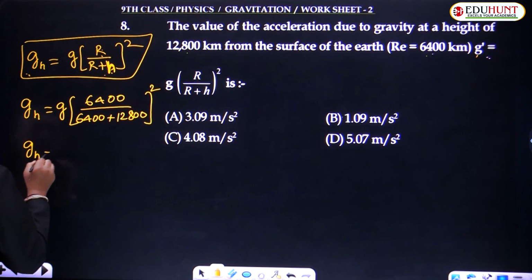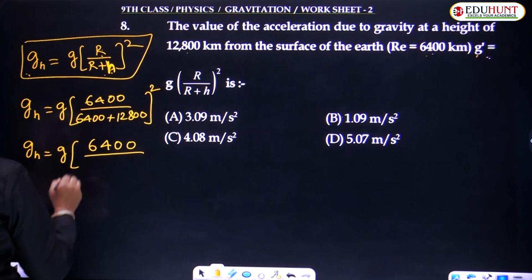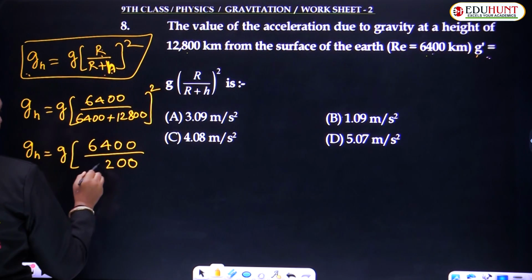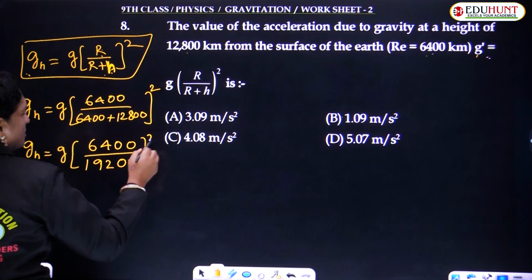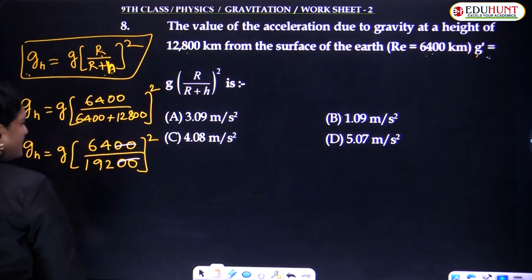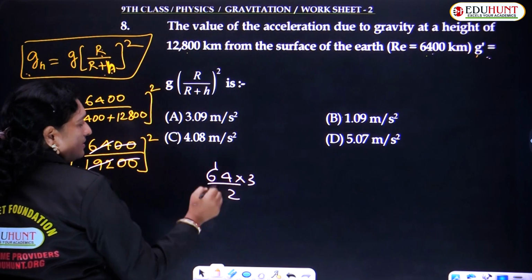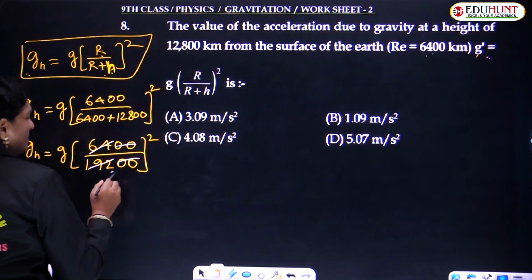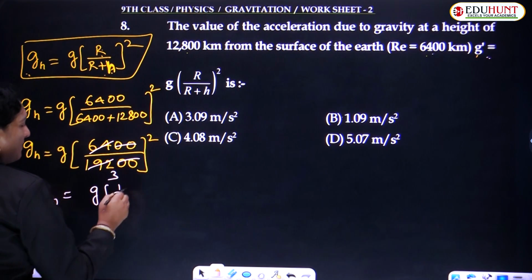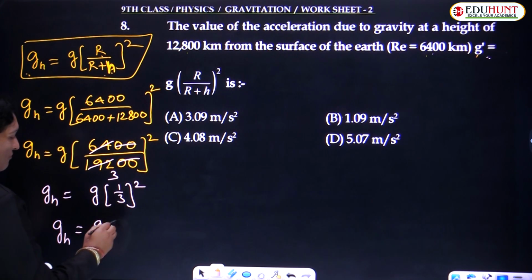Or the value of gh is found to be g times 6,400 upon 19,200, whole square. Proper simplification gives: the 0 and 0 get cancelled. 64 threes, check for children, how much is that? 192. So 64 goes 3 times. Therefore, the value of gh is equal to g times (1 by 3) whole square, or gh is found to be g times 1 by 9.